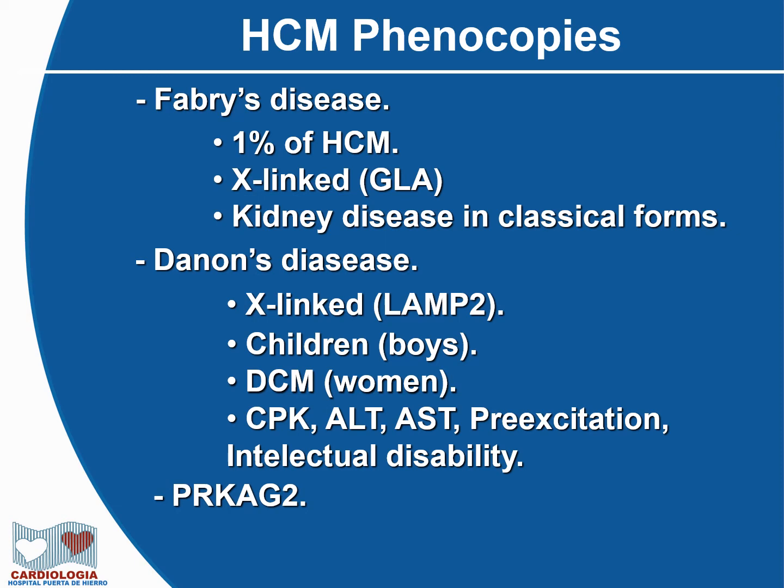disease caused by mutations in the LAMP2 gene. Therefore, males are more severely affected. In women, it can cause a milder disease, and it can even cause a dilated cardiomyopathy phenotype. And it's important to assess in the labs CPK and also the liver enzymes, because they are usually increased. And the ECG typically shows pre-excitation. PRKAG2 is also a phenocopy of sarcomeric HCM, which also shows pre-excitation in the ECG.